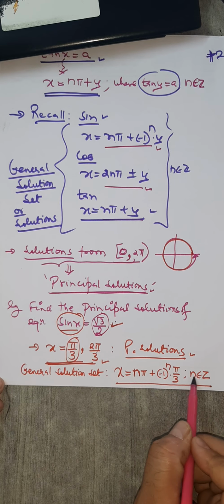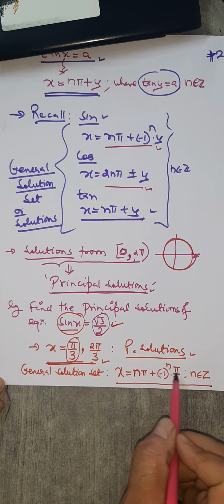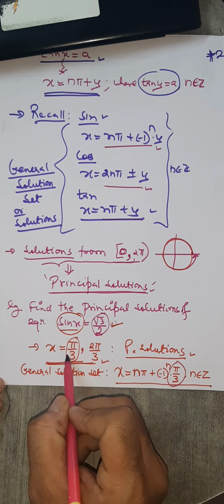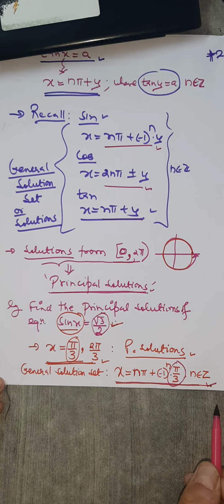Suppose I have taken n equals 0. Put 0 here. Something raised to 0 is 1. So you'll get directly pi by 3 first. In general solutions, principal values are included, remember.